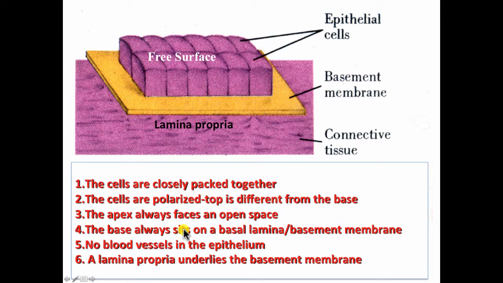The base always sits on a basal lamina, and remember, a basement membrane is just the basal lamina plus the reticular lamina. There are no blood vessels in an epithelium, and a lamina propria underlies the basement membrane, and this lamina propria has specialized properties. It supports the overlying epithelium nutritionally, structurally, and functionally.